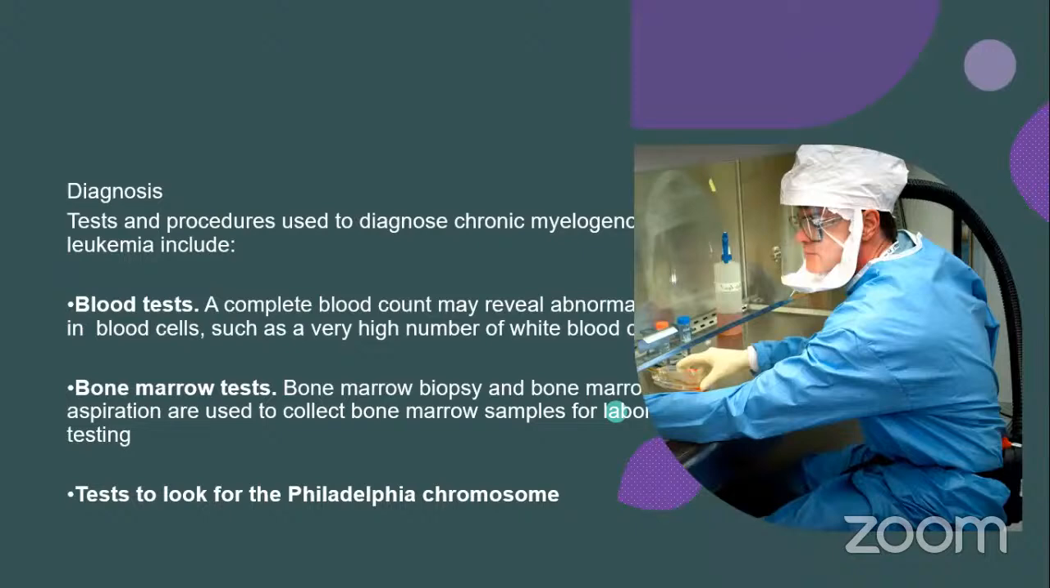About the diagnosis, tests and procedures used to diagnose chronic myelogenous leukemia include blood tests. A complete blood count may reveal abnormal white blood cells, such as a very high number of white blood cells. Bone marrow biopsy and bone marrow aspiration are used to collect bone marrow samples for laboratory testing. And importantly, we do tests to look for the Philadelphia chromosome, which is the BCR-ABL gene.